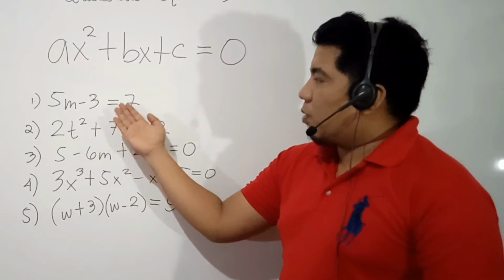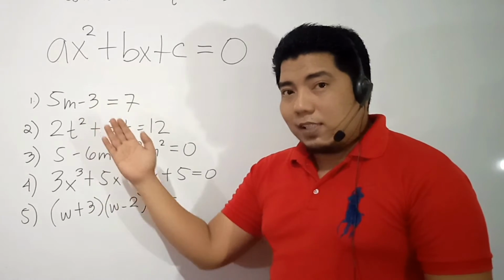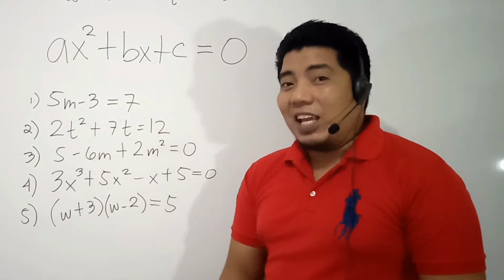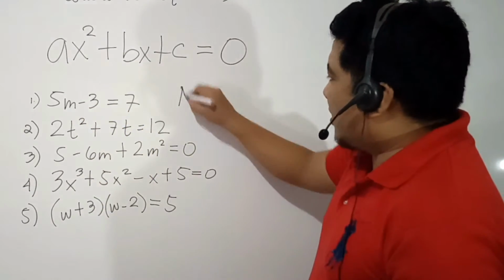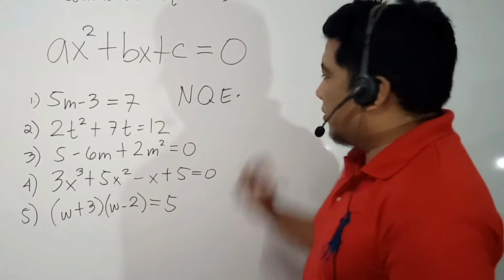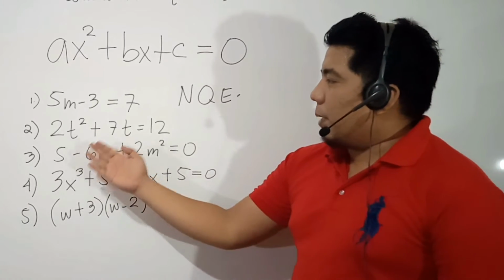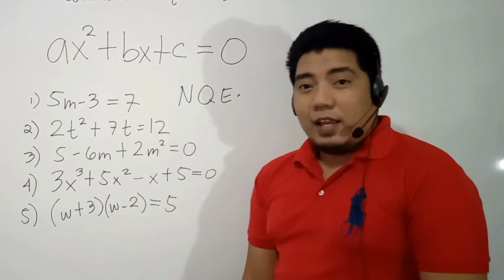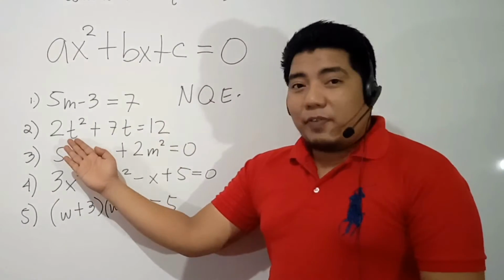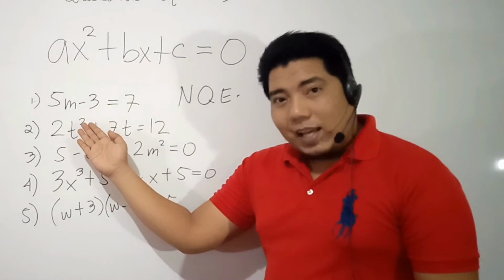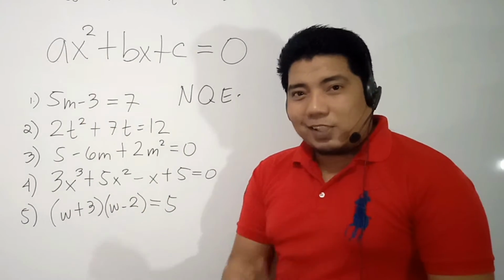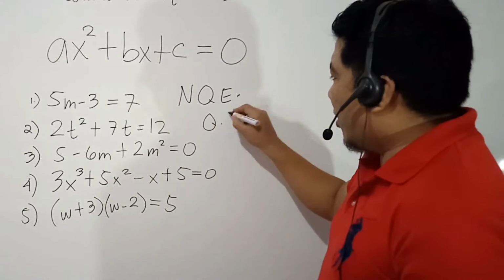Okay, now let's consider number 1. 5m minus 3 is equal to 7. Do you see this in the second degree? Okay, no. So therefore, this is not a quadratic equation. Alright, very good. Let's go to number 2. 2t squared plus 7t is equal to 12. Now, as we can see here, our variable is with a second degree power. So therefore, this is considered to be a quadratic equation.